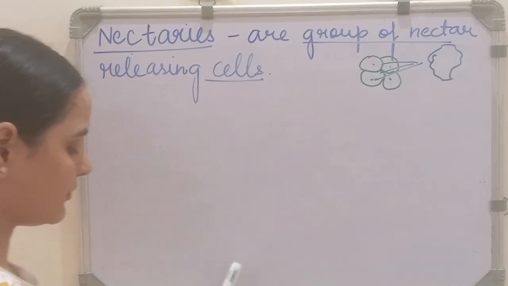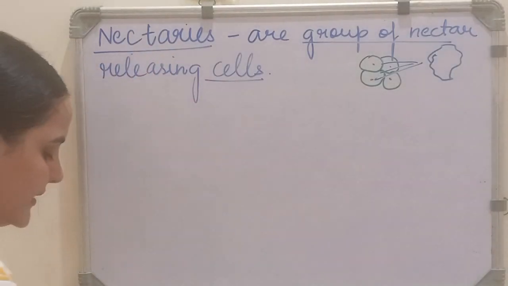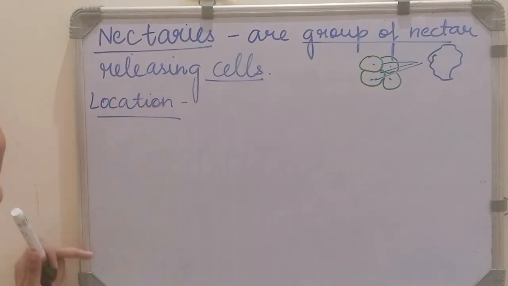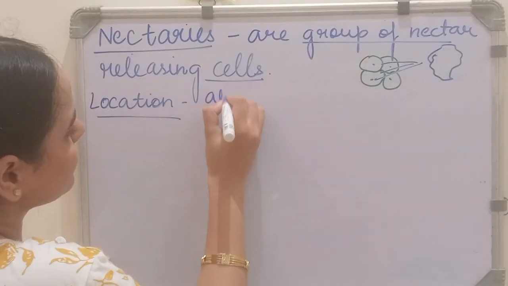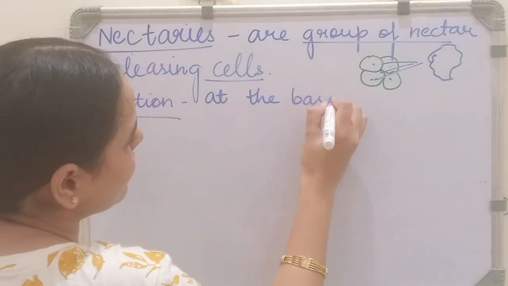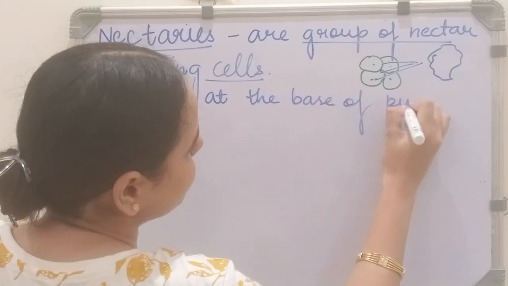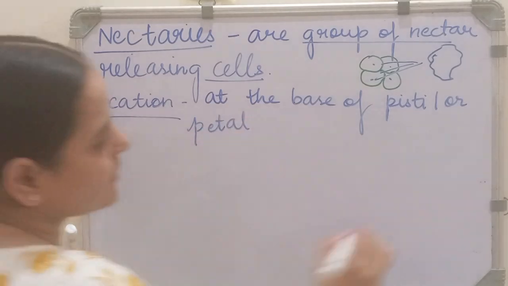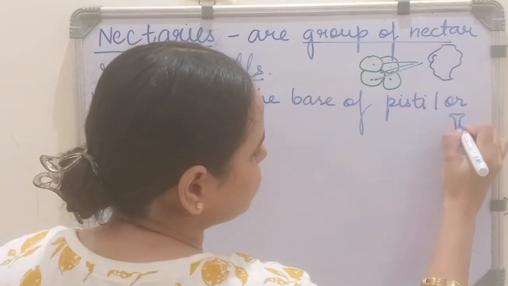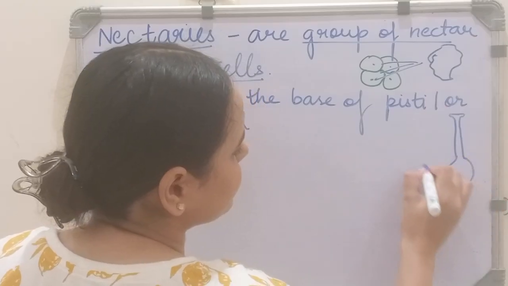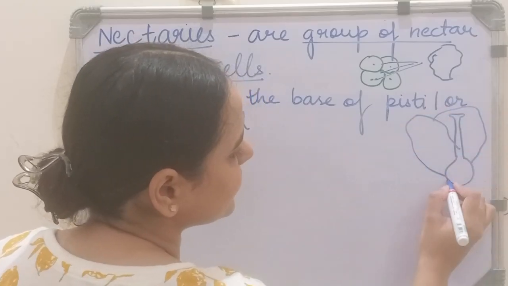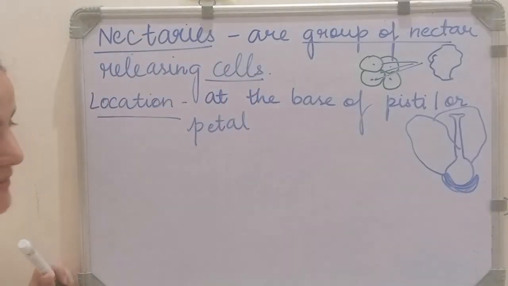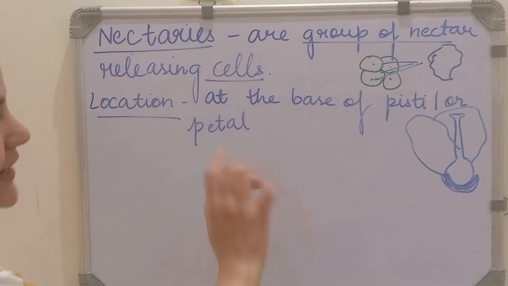Okay, so now let's see where these nectary cells are located. So let's write about their location. Nectary cells are located generally at the base of pistil or petal. Okay, this was our pistil. Pistil was the female reproductive part, and this is the petal. So generally they are located here at the base of this pistil or at the base of the petal. Okay, now let's write the definition of nectar.